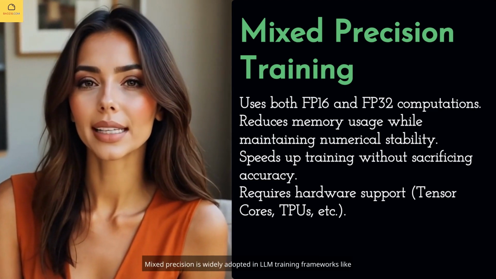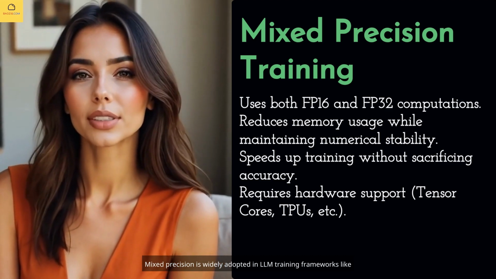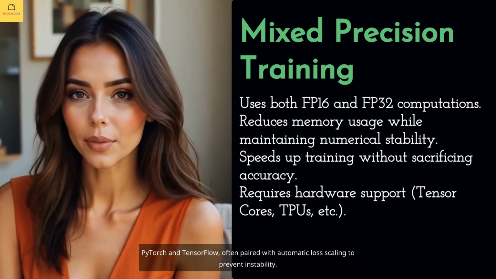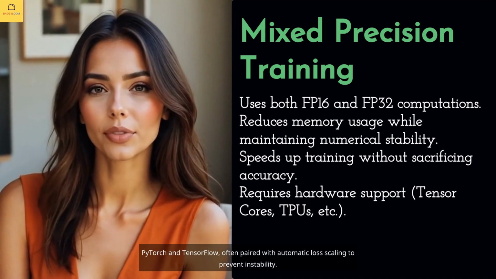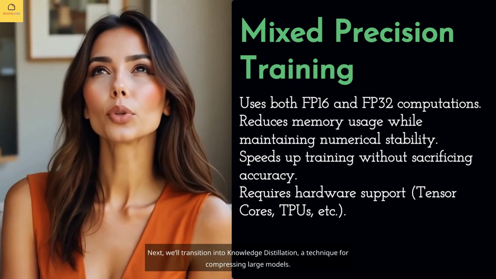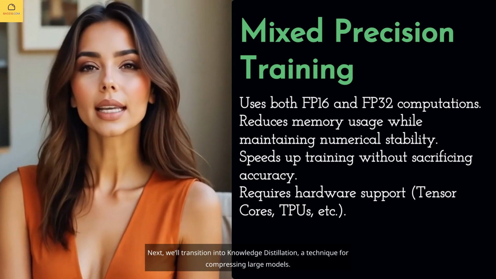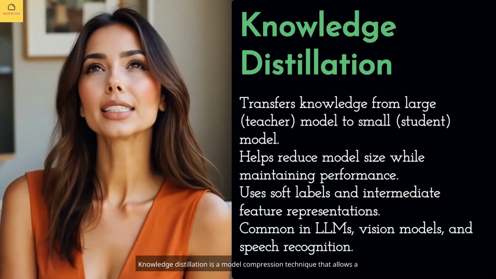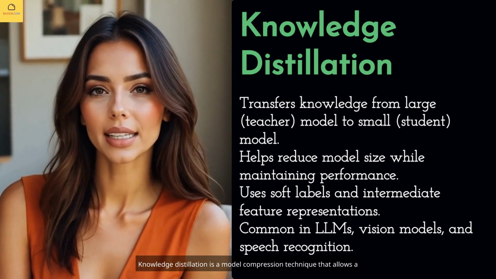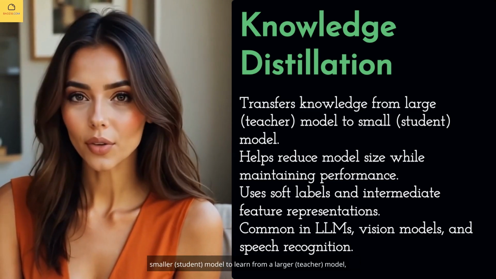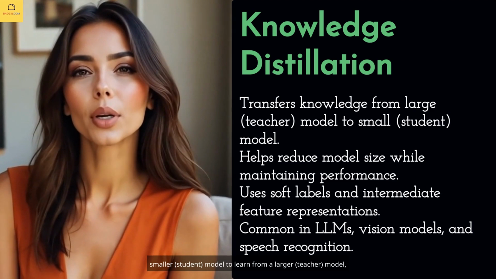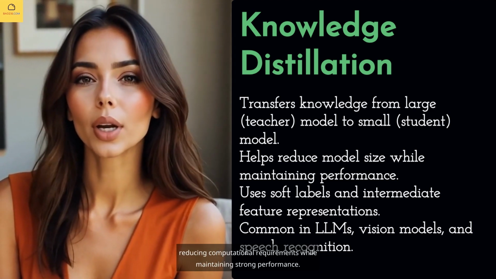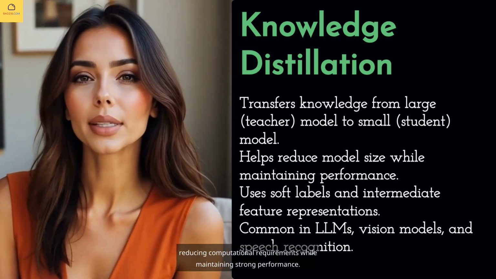Mixed precision is widely adopted in LLM training frameworks like PyTorch and TensorFlow, often paired with automatic loss scaling to prevent instability. Next, we'll transition into knowledge distillation, a technique for compressing large models. Knowledge distillation is a model compression technique that allows a smaller student model to learn from a larger teacher model, reducing computational requirements while maintaining strong performance.